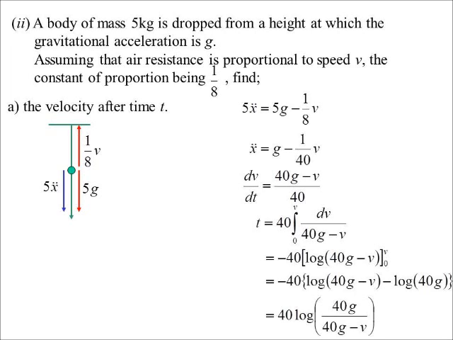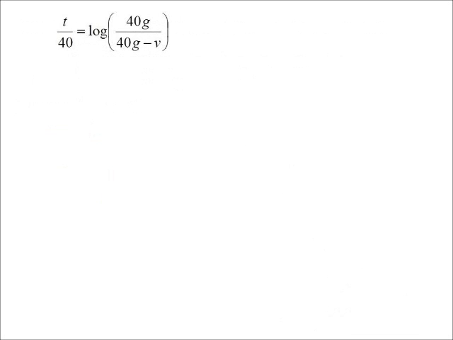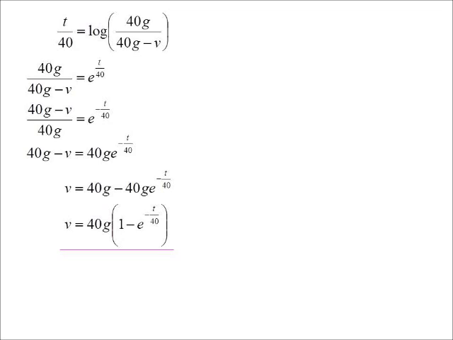Once again, we have a log function in this case. So 40 log 40g on 40g minus v we end up with, equals t. Remember, we're trying to find the velocity in terms of t. So I now have to make v the subject of this. Undo the log, exponentialise both sides. There's a fair bit of algebraic manipulation in this one. Turn both sides upside down, so it's now e to the negative t on 40. And eventually we make v the subject, 40g outside of 1 minus e to the minus t on 40.